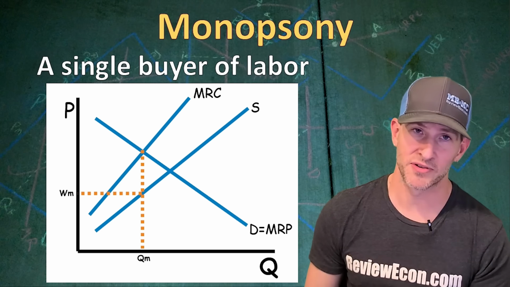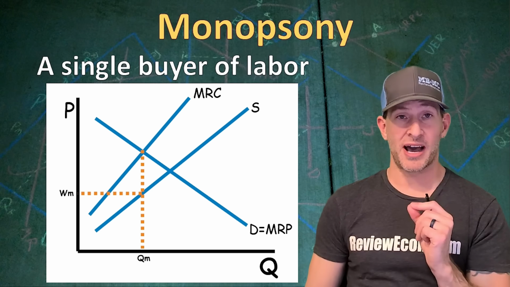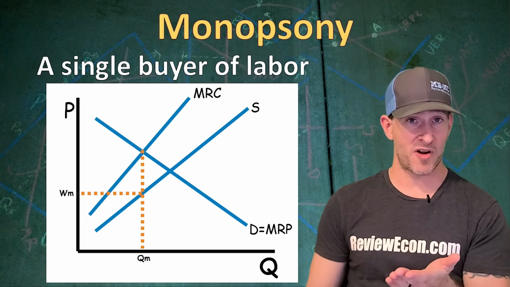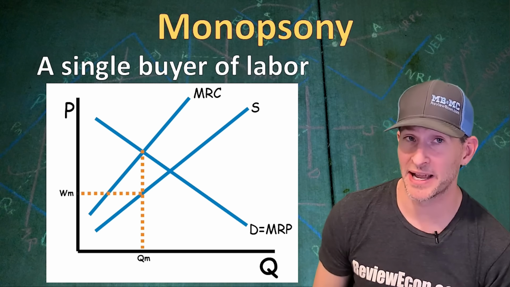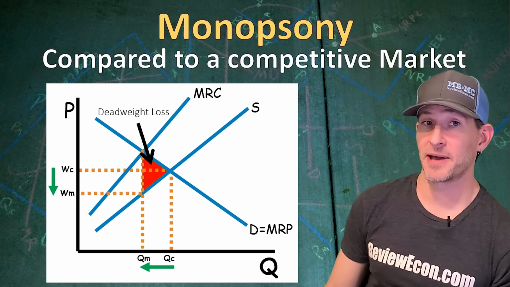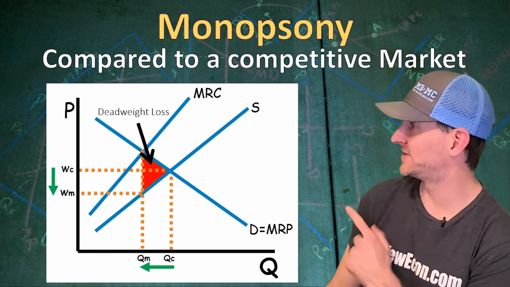That means the marginal resource cost or marginal factor cost is greater than the supply, and they are still going to hire where the MRC equals the MRP, but they will drop on down below to that supply curve to come up with the wage that's paid. If you compare a monopsony to a perfectly competitive market, they hire less and pay less. That means we have deadweight loss also.